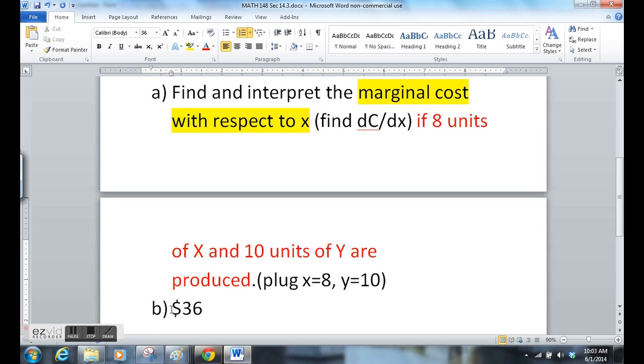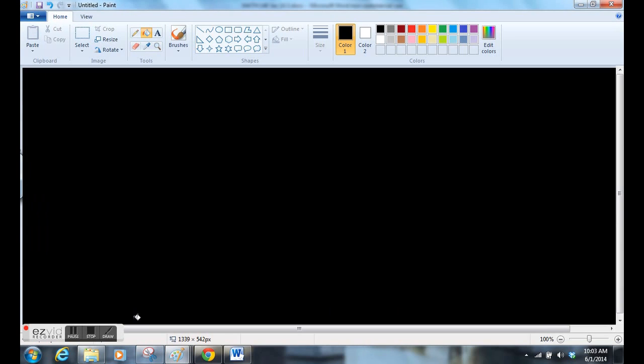That's not part B, by the way. But we have not yet interpreted it. So let's interpret. And this is the interpretation sentence. Actually, I'm going to pause it and write out the interpretation sentence so you can actually read it.